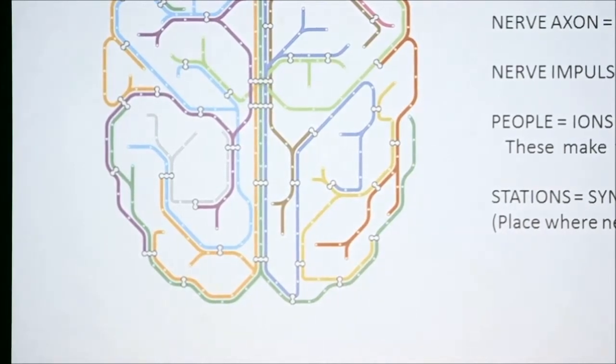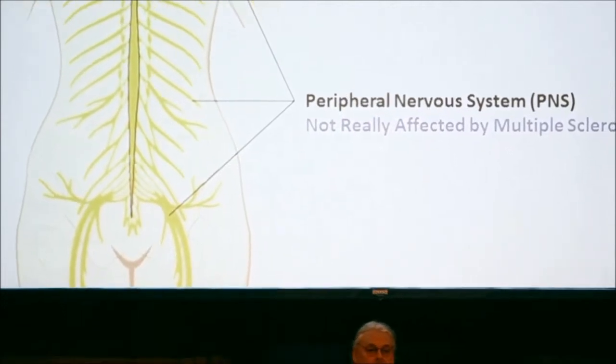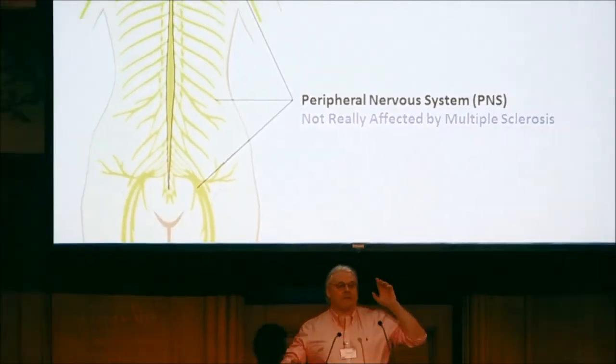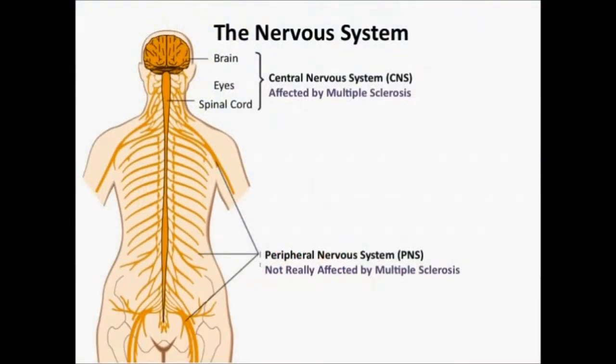What happens in multiple sclerosis is there are problems with the train network. In terms of the nervous system, we can divide it into two parts: the brain, the eye, and the spinal cord, which is the central nervous system, the bit affected by multiple sclerosis. Then there are nerves feeding off the spinal cord, called the peripheral nervous system, and they're not really affected by multiple sclerosis.